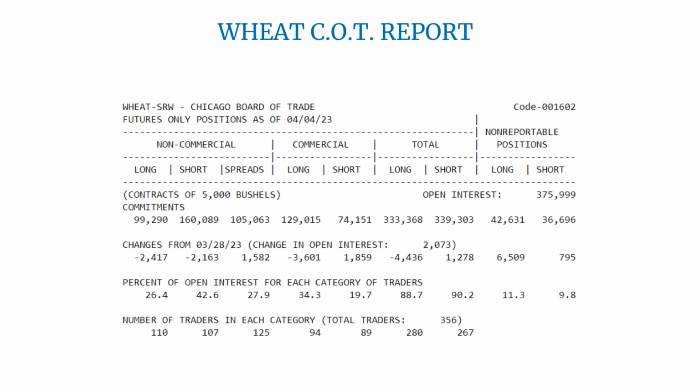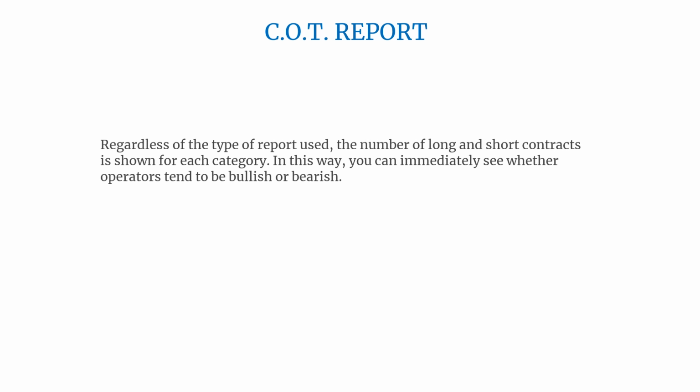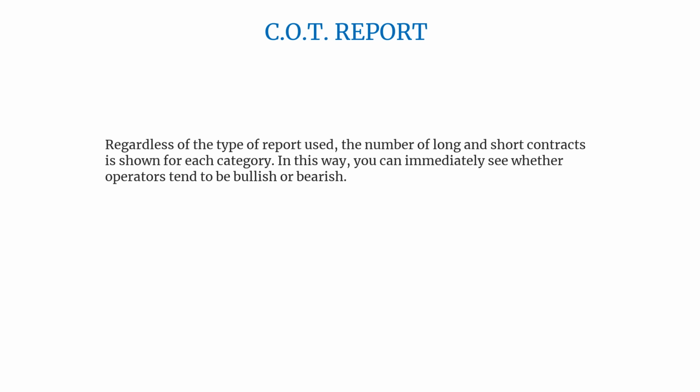Here, you can see the same corn COT taken on the 7th of April 2023, but in the legacy aggregate version. Let us now see how to read and use the COT. Regardless of the type of report used, the number of long and short contracts is shown for each category. In this way, you can immediately see whether operators tend to be bullish or bearish.